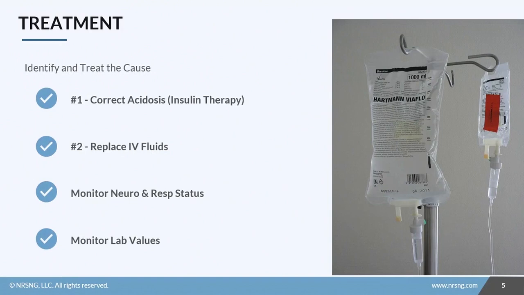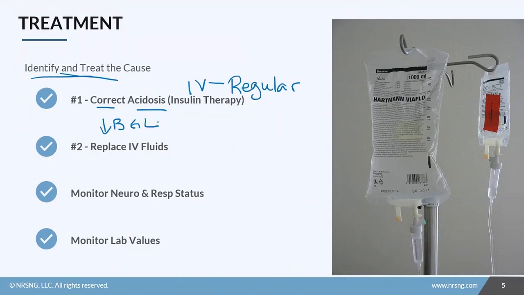Well, of course, we want to identify and treat the cause, especially if it's an infectious source, we can start getting rid of that. But our number one priority is to correct the acidosis. The only way to really do this is to give IV insulin therapy. Remember, the only insulin we can give IV is regular insulin. Not only is this going to bring the blood sugars down, but it's also going to let the body know that it's okay to stop using the fatty acids, stop making ketones.